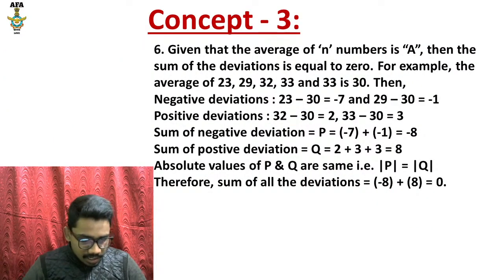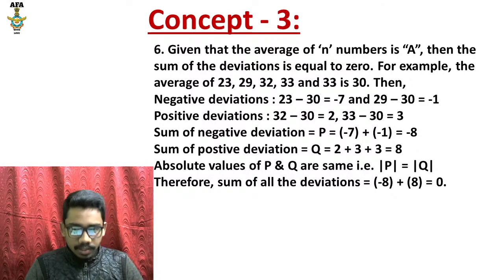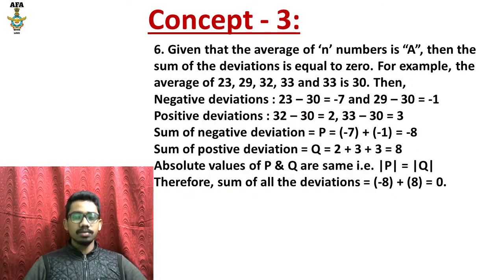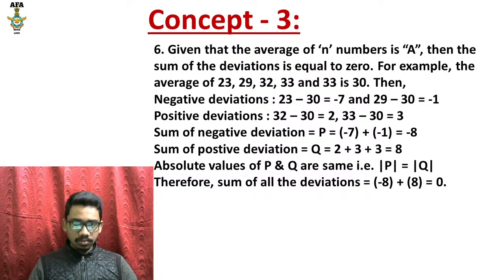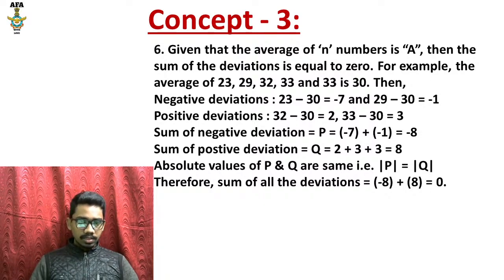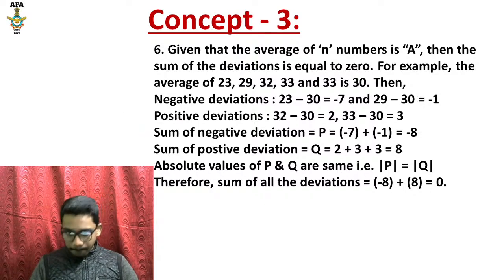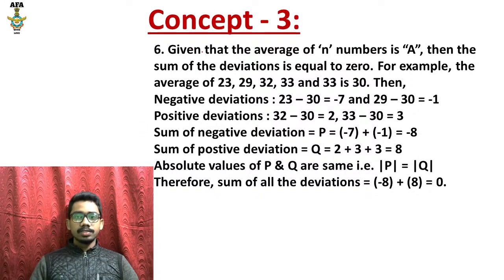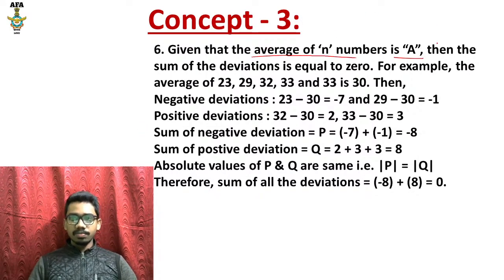Concept number 3 देखते हैं. Okay, let's see concept number 3. What is this concept saying? See, given that the average of n numbers is a, then the sum of deviations is equal to 0. The sum of deviations is equal to 0.